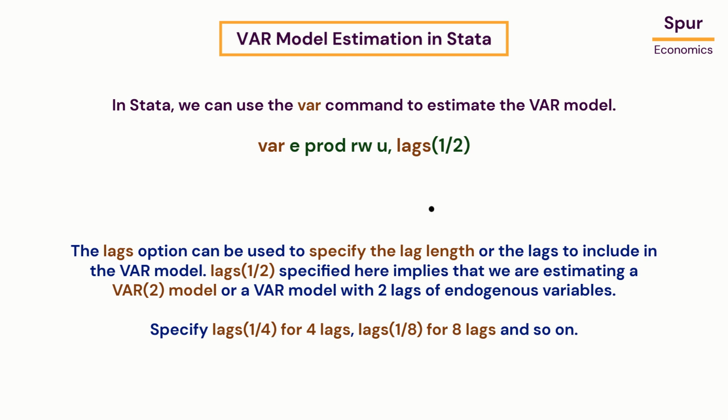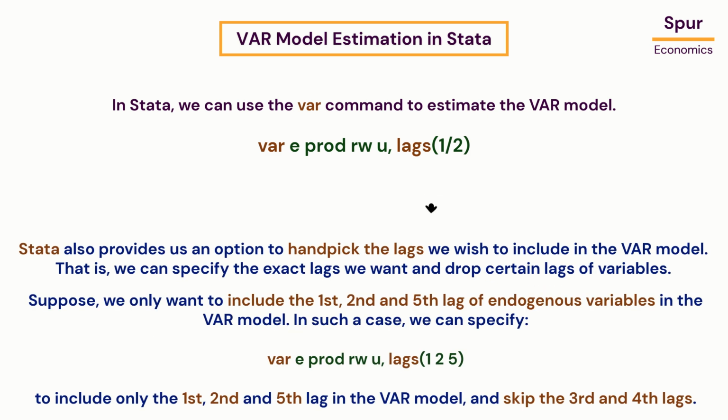Stata also provides us an option to handpick the lags we wish to include in the VAR model. That is, we can specify the exact lags we want and drop certain lags of variables. Suppose we only want to include the first, second, and fifth lag of endogenous variables in the VAR model. In such a case, we can specify lags 1 2 5 as shown here to include only the first, second, and fifth lag in the VAR model and skip the third and fourth lags.